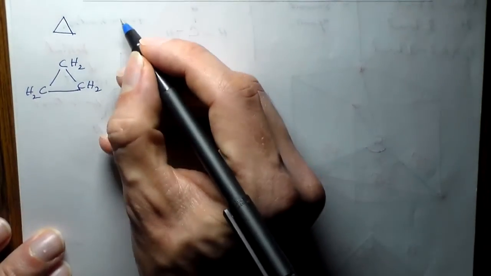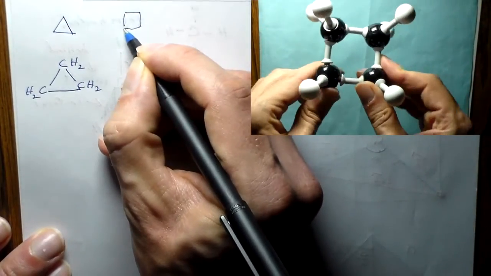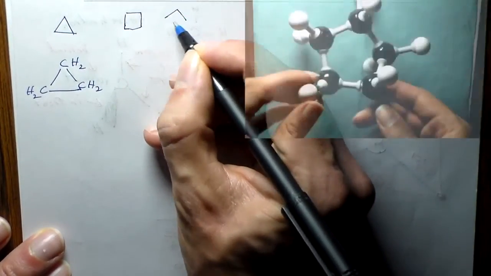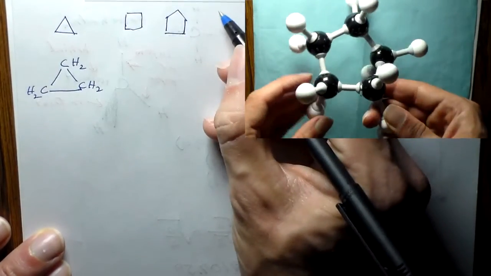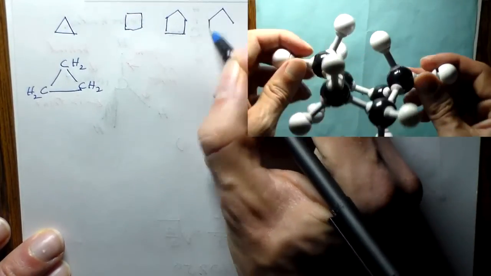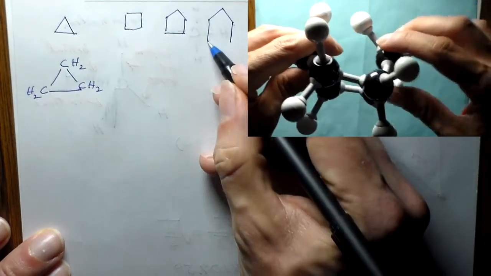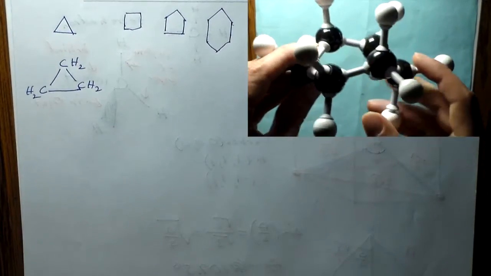You can even go making a little square of carbon atoms, right? Or you can make a little pentagon of carbon atoms. Or what's actually very common is seeing a little hexagon of carbon atoms. All right, and that would be called cyclohexane.